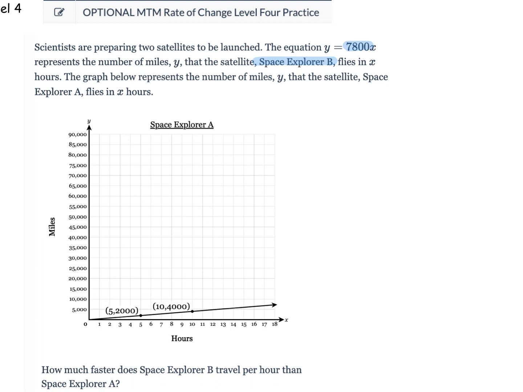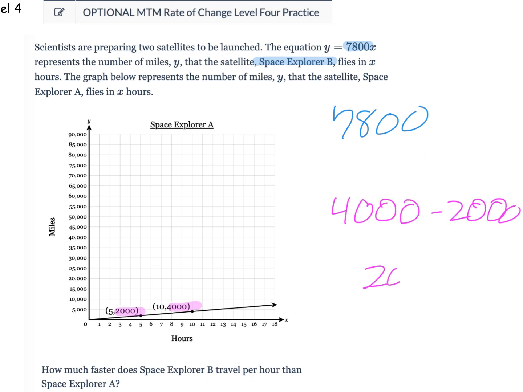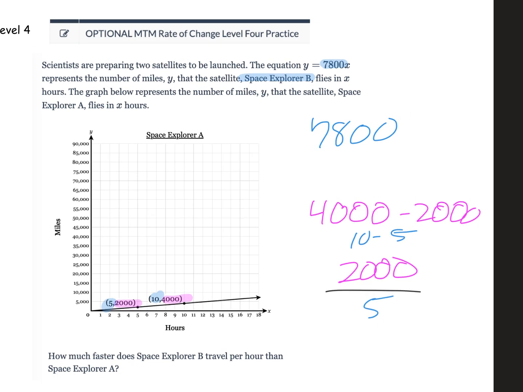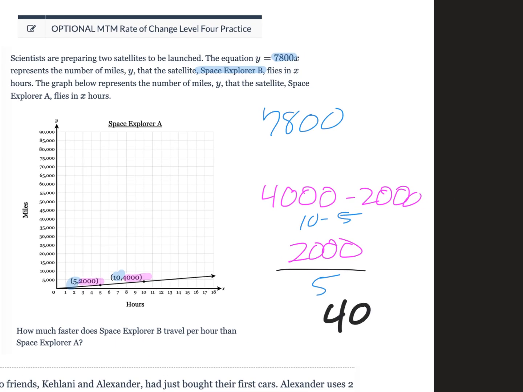Well, how many miles can they fly in X hours? Well, their rate of change is right there. It's 7,800. That means every hour it goes another 7,800 miles. And then for Explorer B, we're going to need to use that rate of change formula again. So from 4,000 to 2,000, that's going to be a difference, of course, of 2,000. And then from 10 to 5, 10 minus 5 is going to be 5. So we've got 2,000 divided by 5, which is 400.